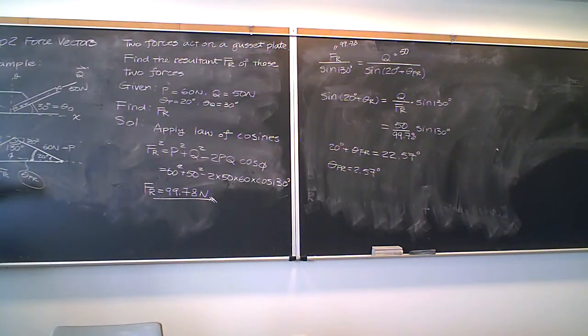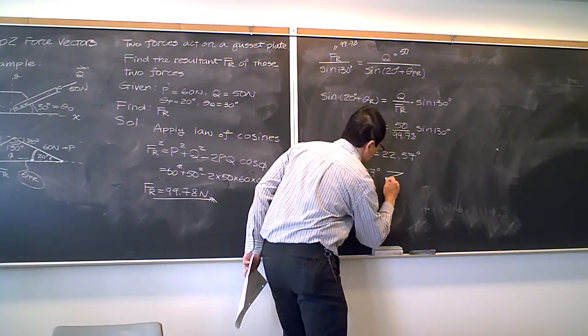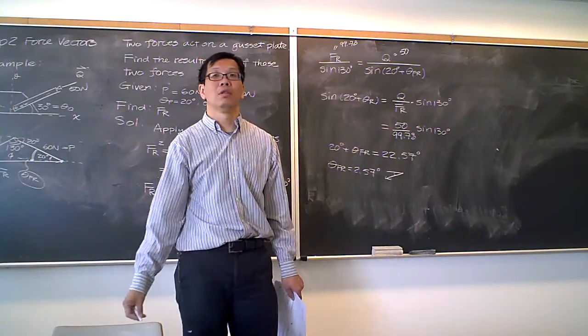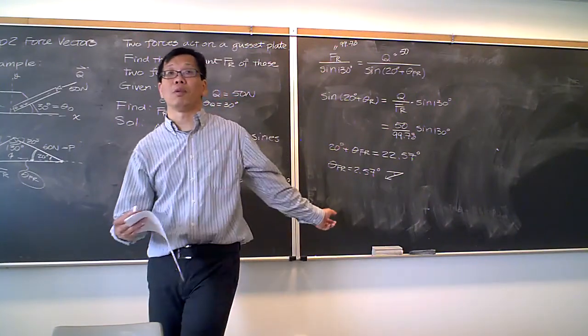So with that said, if you have a force pulling over here and another force pushing over here, the resultant over here is going to be this force, 99.78 Newton, with an angle, the small angle over here, which is 2.57 degrees. Be sure you draw it. Okay? Is that clear? Does everybody understand what I'm doing?